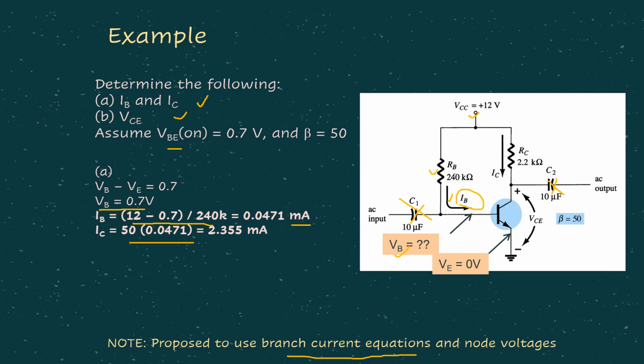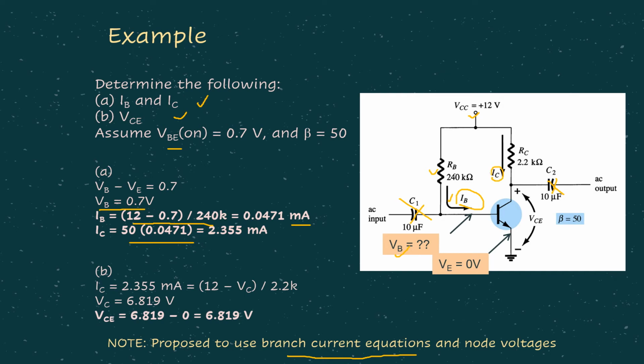Then coming to VCE, it is about the same thing. If you are using the branch current equation, we can say that in order for us to find IC, it is actually the potential difference between 12 and the VCE value. Okay. In this case, the same thing. Since VE is 0, VCE is actually equal to VC. So 12 minus VC, okay, divided by 2.2k, then we can get the VC value. Then as I mentioned just now, VCE equals VC, so actually we are getting the same answer.